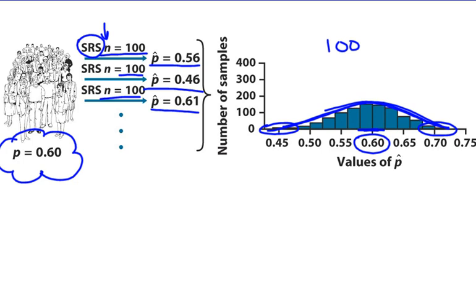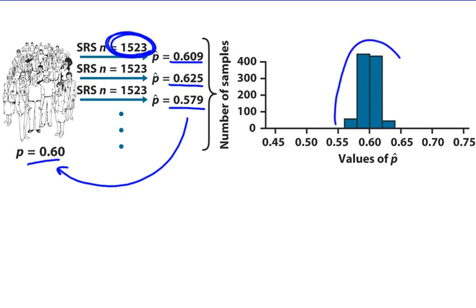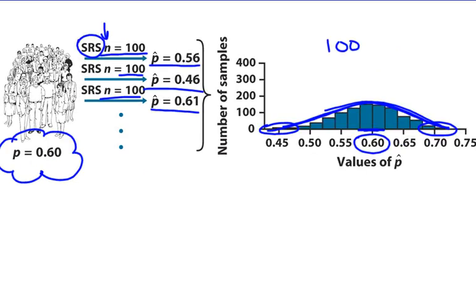Take a look here now. When they did a simple random sample of 1,523 people, look at their numbers. The more people they sampled, the closer they were to the actual population. Do you see that? If we want a better statistic, one closer to the actual data, we need to increase our sample size. The more people you survey, the better your results. Look at their results right here. This data has a much smaller standard deviation. Look at our other picture. See how that data is really spread out?